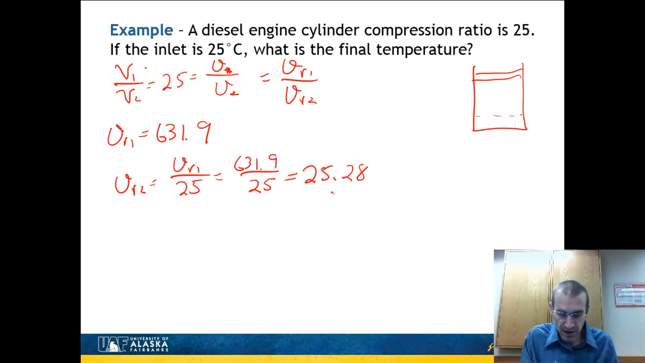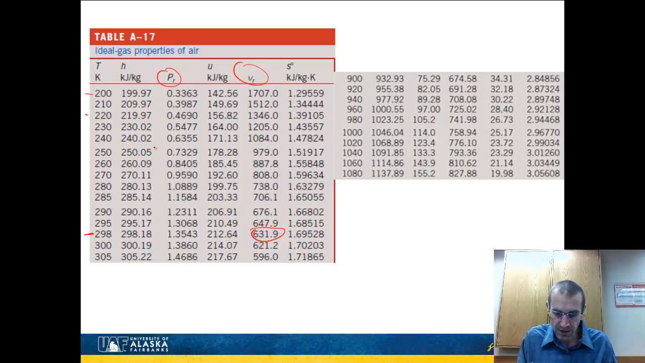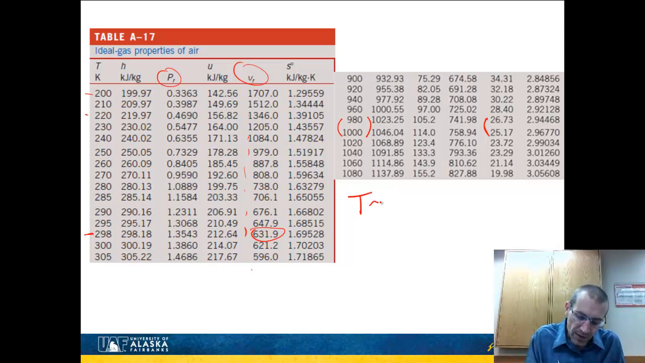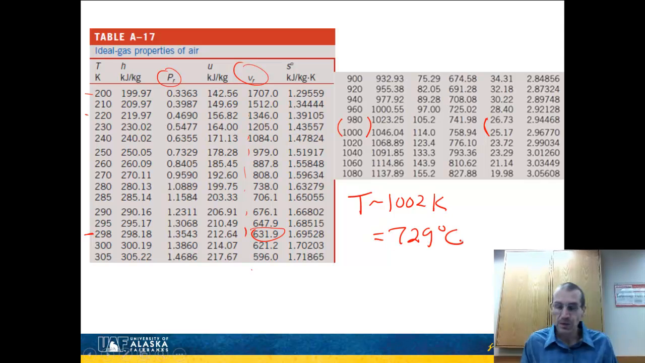VR2 is equal to 25.28. Now this is just a function of temperature, so I take this value, 25.28, go back to my table A17, and look for a value of 25.28. It's somewhere between 980 and 1000 Kelvin. If I do an interpolation in there, I find that the temperature is about equal to 1002 Kelvin, or about 729 degrees Celsius.